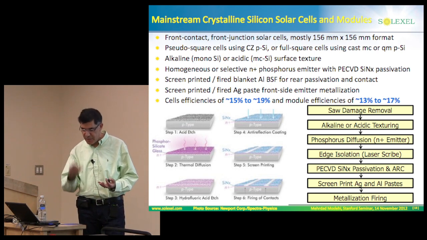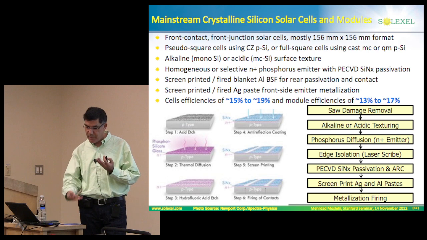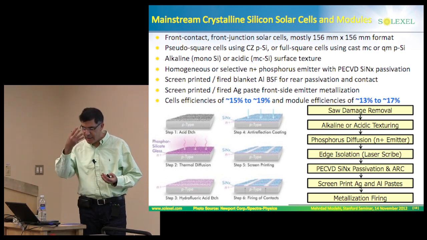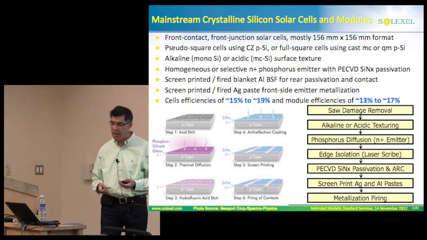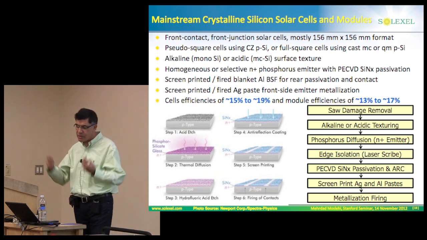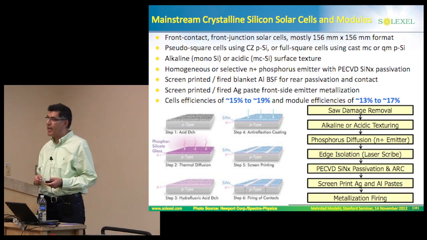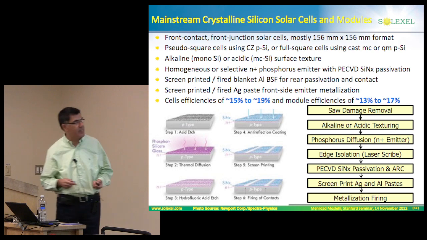And then you screen print silver on the front side, the edge pattern, and then aluminum paste on the back side, and then it goes through the fire-through metallization at the end, and the cell is ready. So that's the typical process.